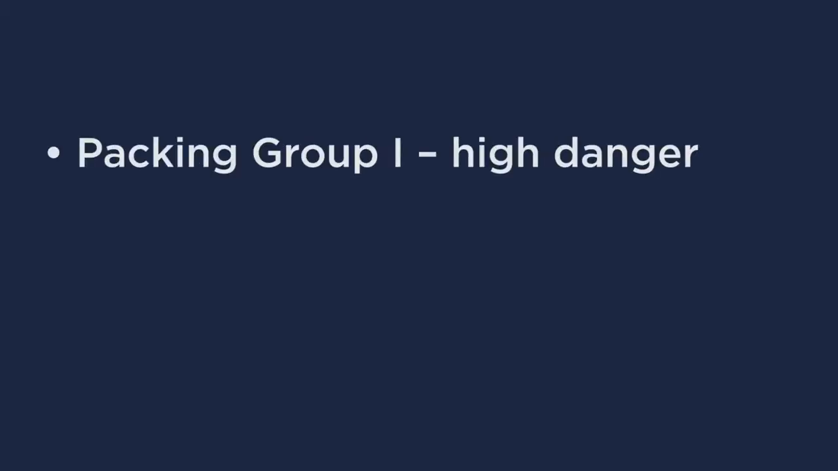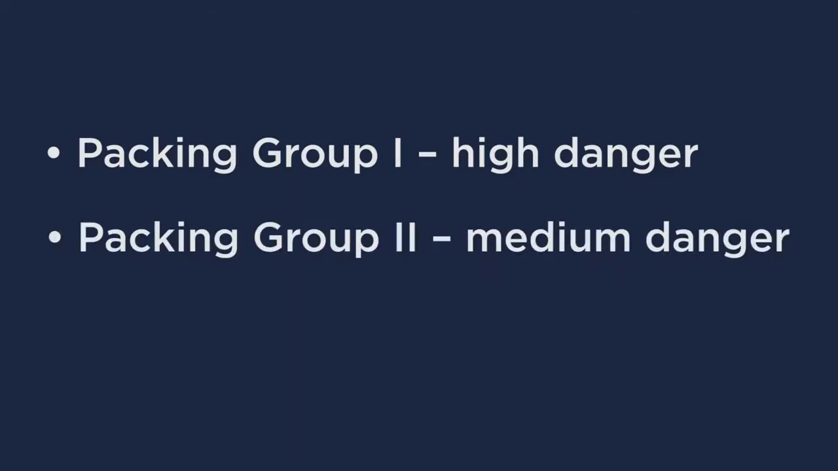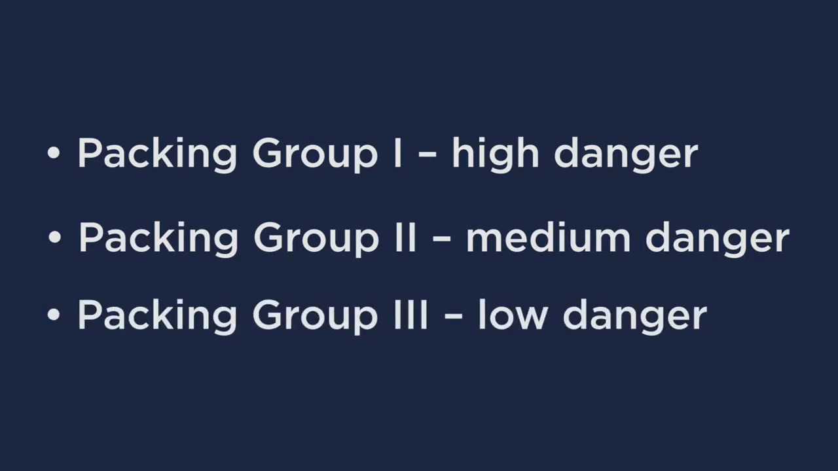Now, one of the harder things to communicate with your students is probably going to be the packing group assignments for these materials. Flammable liquids can be assigned to packing group 1, 2, or 3, depending on the degree of danger that material represents. Packing group 1 materials represent a high degree of danger, packing group 2, a medium degree of danger, and a packing group 3, a minor degree of danger.